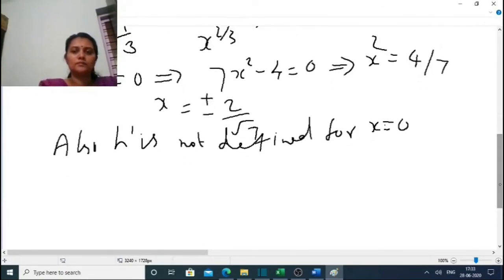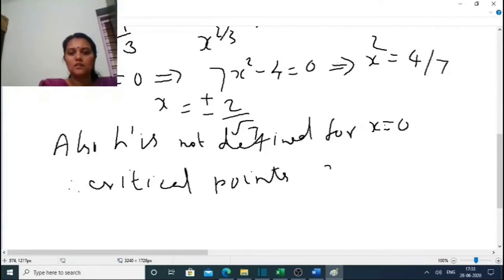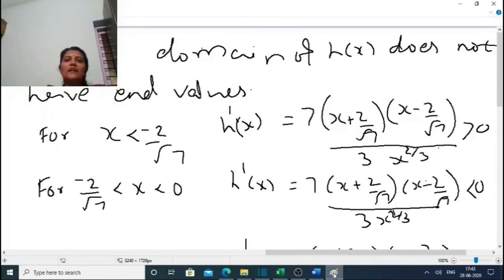Therefore, critical points are x equal to minus 2 by root 7, 0, 2 by root 7. Domain of h of x does not have end values. The domain is minus infinity to infinity, so it does not have end values. So we can find the intervals.